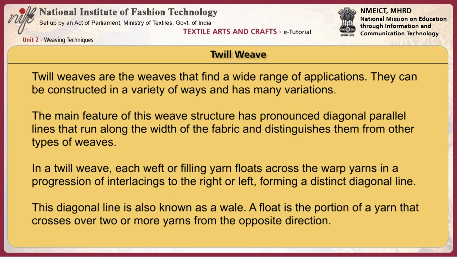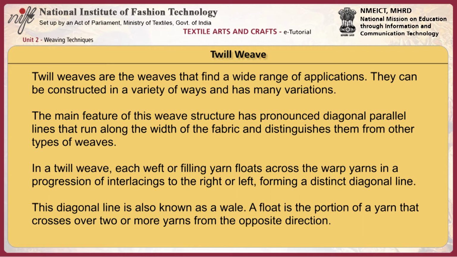Twill weaves are the weaves that find a wide range of applications. They can be constructed in a variety of ways and have many variations. The main feature of this weave structure are pronounced diagonal parallel lines that run along the width of the fabric and distinguish it from other types of weaves.